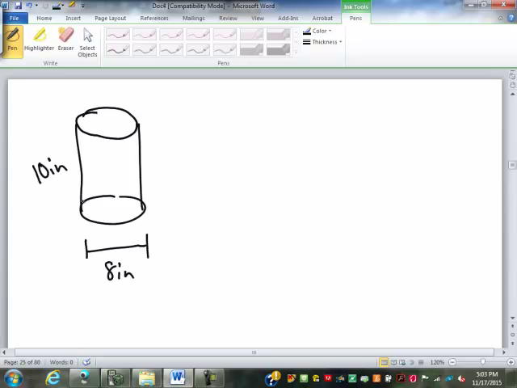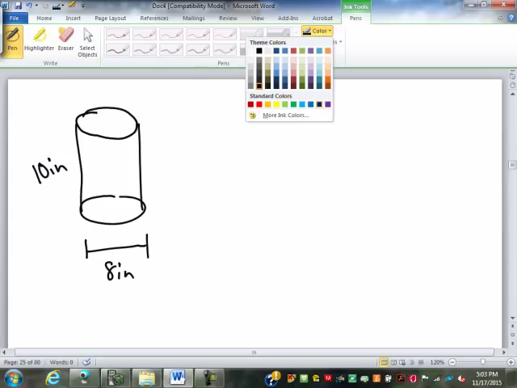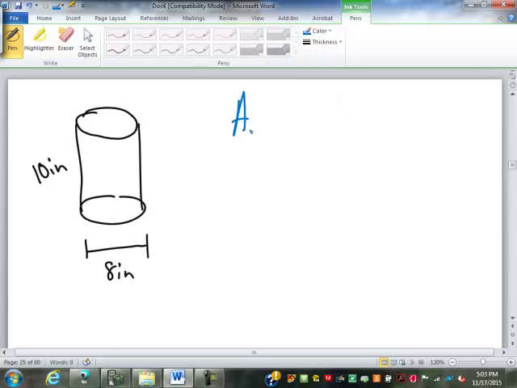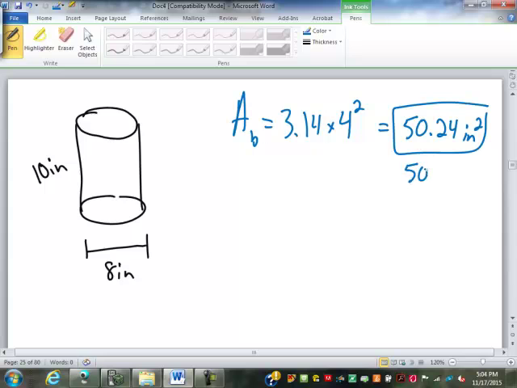But when we have a cylinder like this, of course, the area of the base is going to be pi times the radius squared. So pi times 4 squared is still 50.24 inches squared. That's the area of the base. And there's another one of those, right? The bottom and the top, right?